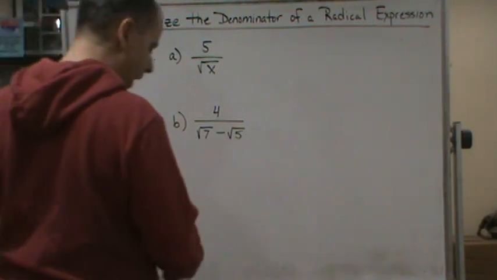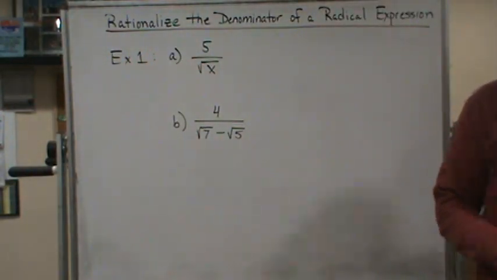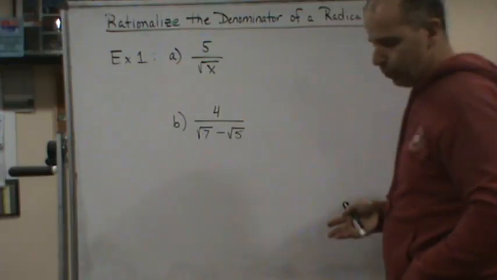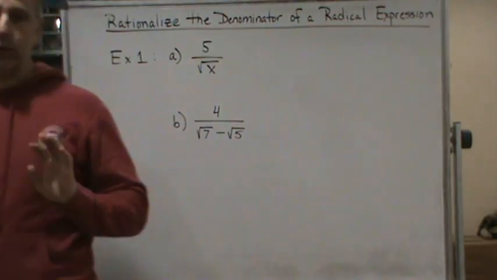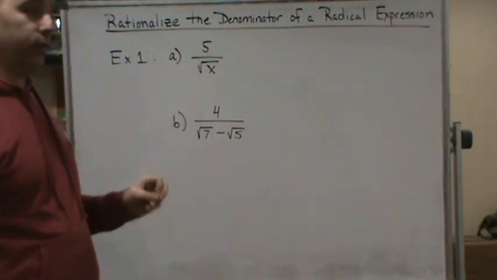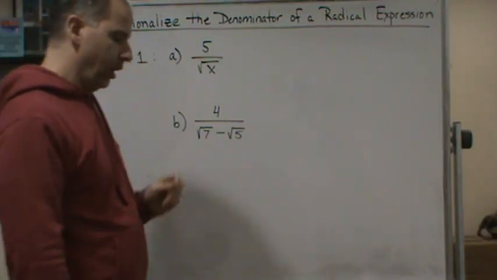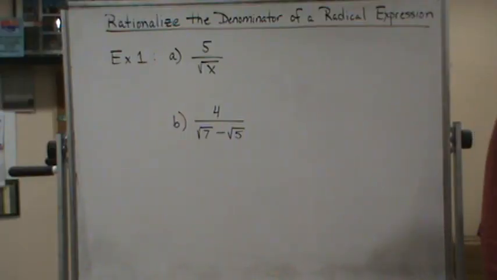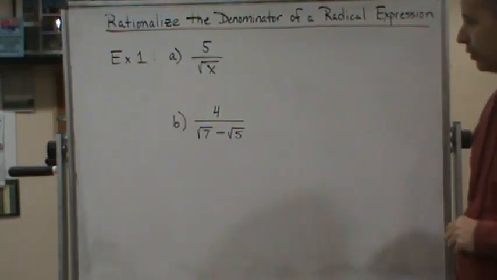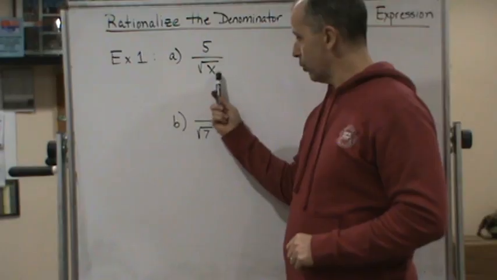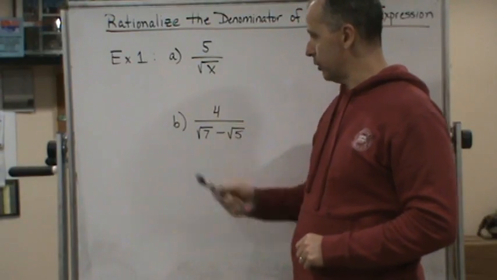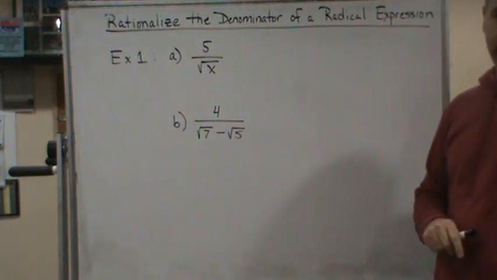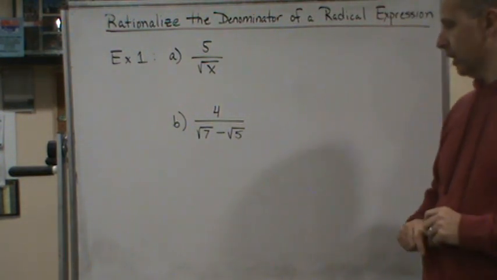All right, welcome back. Now we're going to talk about rationalizing the denominator of a radical expression. Whenever we're dealing with a radical expression, we do not want to have radicals in the denominator. Also, we do not want to have fractions in the radicand. So the radicand is what's underneath the radical symbol. We don't want to have a fraction as the radicand.